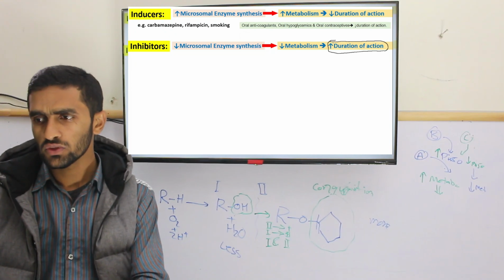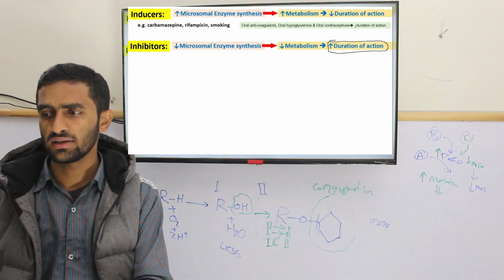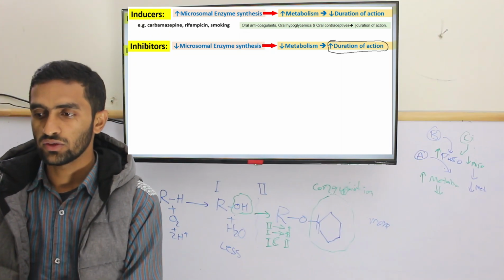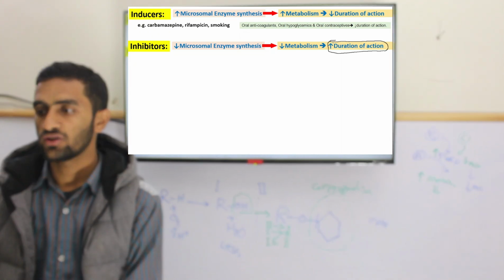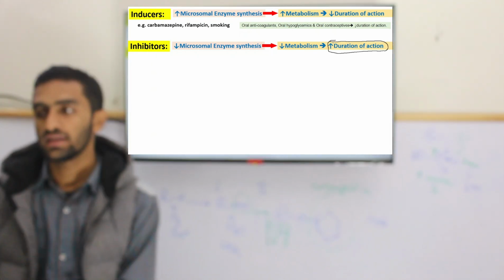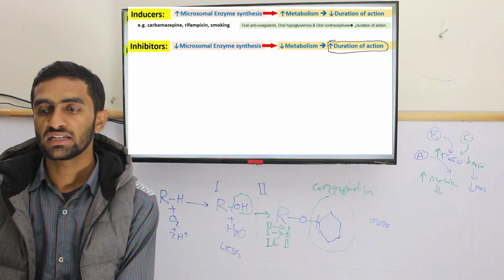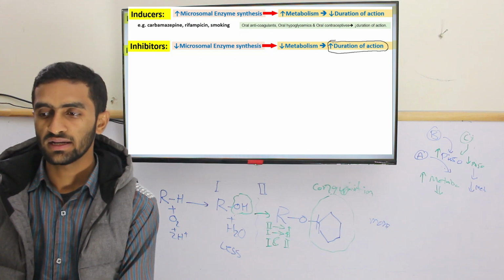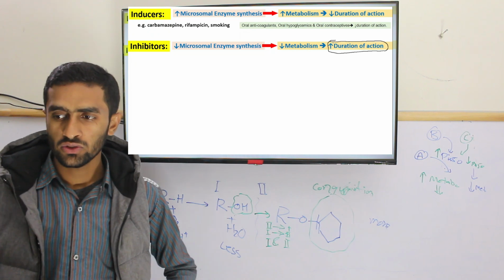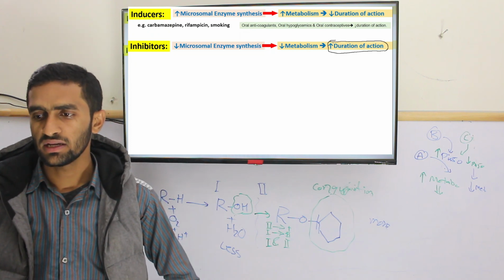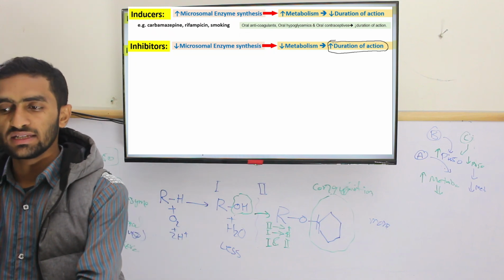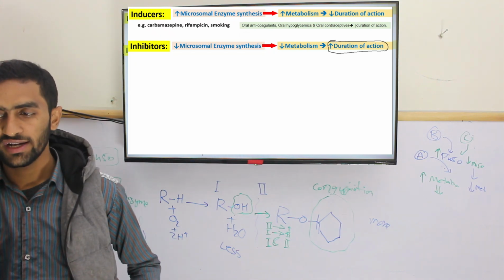Okay, so in the common examples you will come across, oral anticoagulants, oral hypoglycemics, and oral contraceptives have their duration of action decreased by common inducers such as smoking, rifampicin, or carbamazepine. Cimetidine and grapefruit juice are very important examples of inhibitors. So this is the complete list of your inducers and inhibitors.